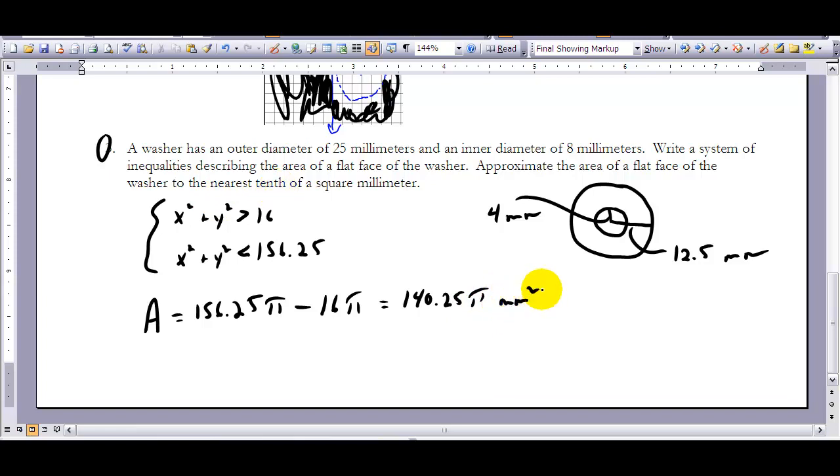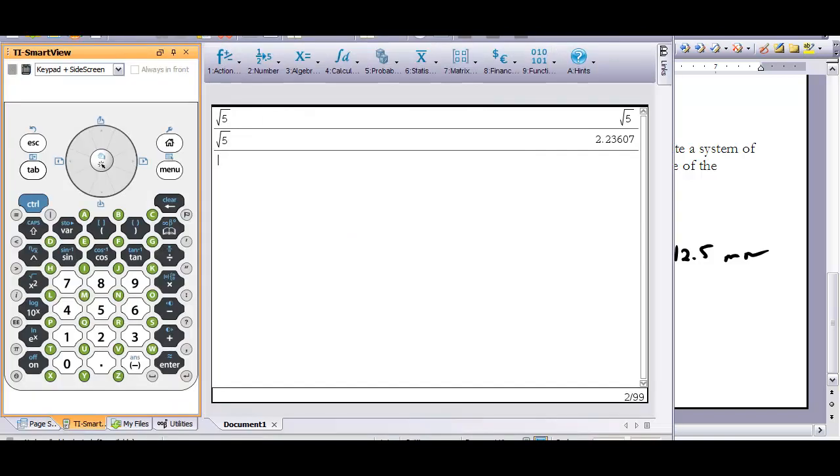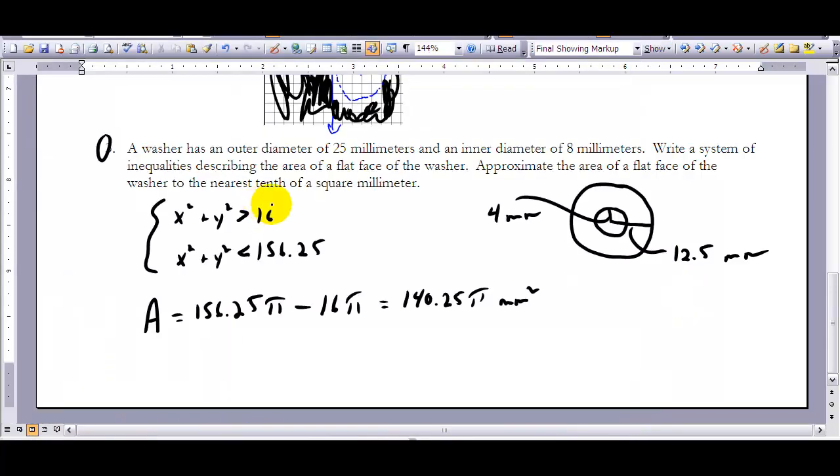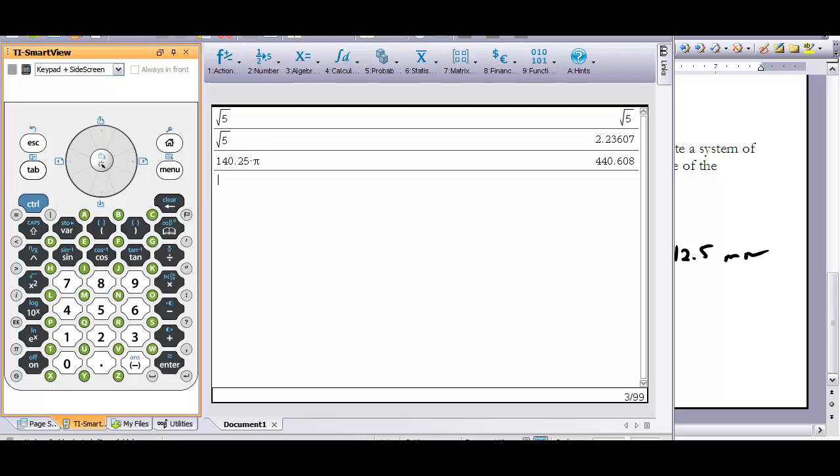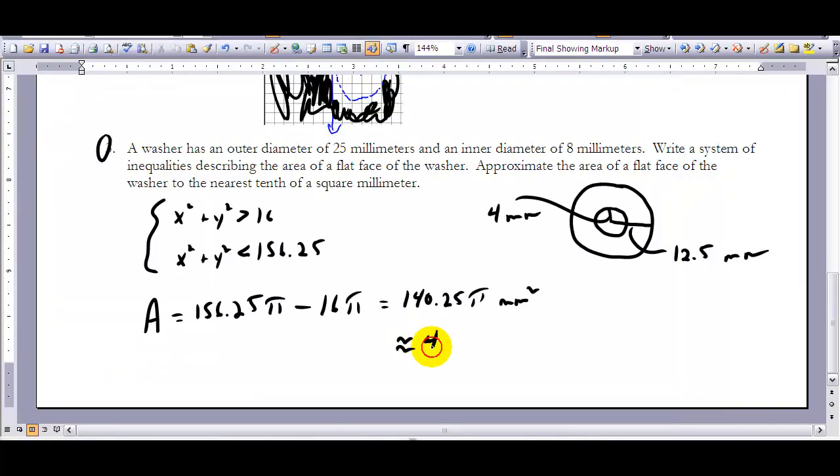And then it's approximate to the nearest tenth of a square millimeter. This is square millimeters here, so I need to multiply that out. So on my calculator, I've got 140.25 times pi. And I want to get an approximation, so I'm going to hit Control Enter, which gives me 440.608. It said to the nearest tenth, so that's 440.6 square millimeters. And that would be the answer.